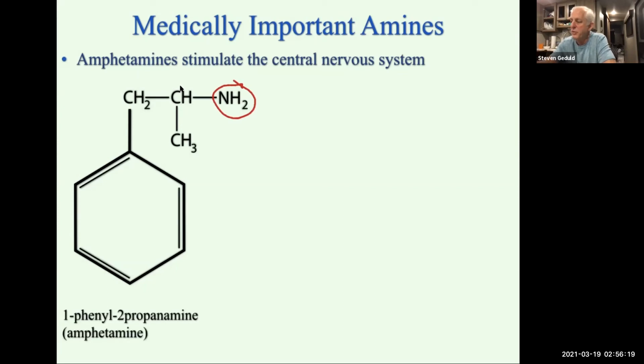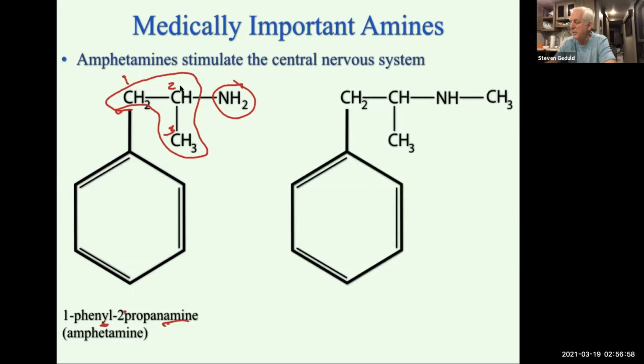Here's your 3-carbon chain. At the number 1 position, there's a phenyl group. Remember, PHENYL is the attachment. OL is the OH group on top of a benzene ring. So 1-phenyl, this is your number 1 carbon, your number 2 carbon, your number 3 carbon. So 1-phenyl, 2-propane amine. 3 carbons, the number 2, again, they forgot the dash in there. So propane amine. That's amphetamine.